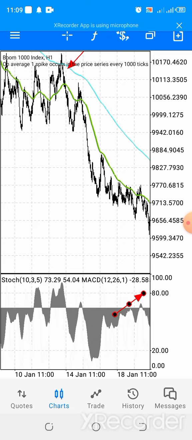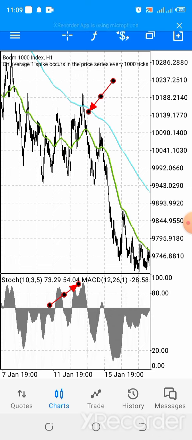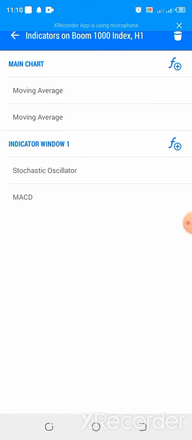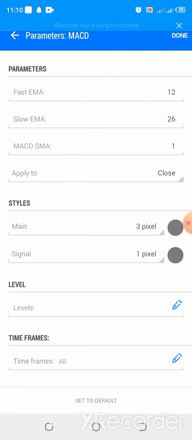Okay, so now you can see that price is trending downwards right here. And while price is trending downwards, you observe that the stochastic, the MACD, has already grown to this point, and this is above the 80 level. Let me drop the line here. Let me make that settings bold, so the levels.